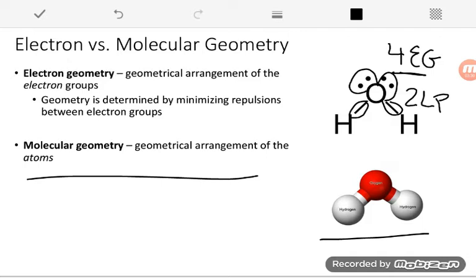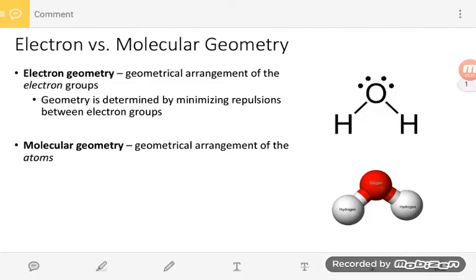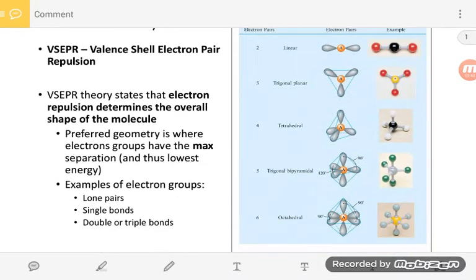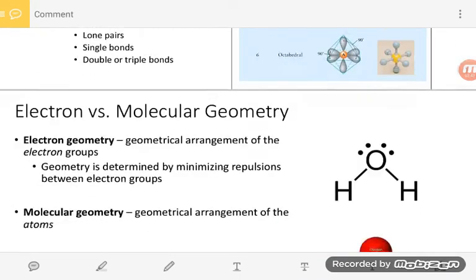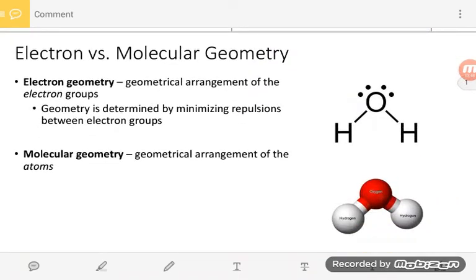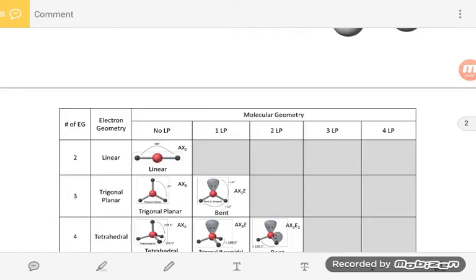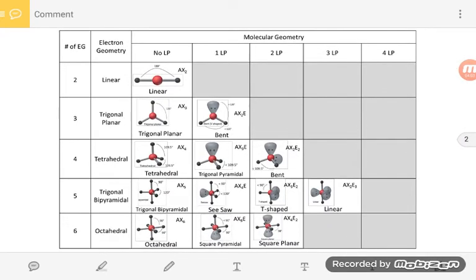So how do you determine each one? Well, really simple. The first thing you need to do is simply draw the Lewis structure. The second thing is you count how many electron groups you have, and that will tell you your overall shape according to this chart up here. Then what you do is count how many lone pairs you have, and then that will tell you the molecular geometry. So electron geometry is just based on how many electron groups you have, and the molecular geometry is based on how many lone pairs you have. So we have this nice little chart here to help us.